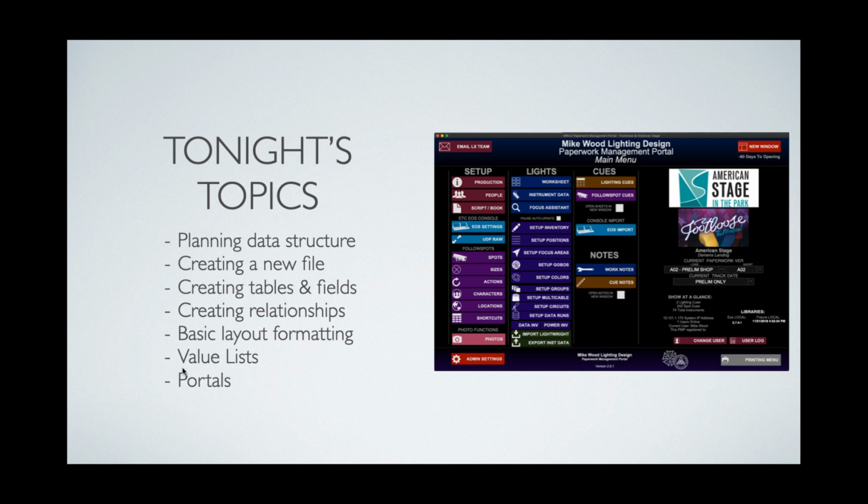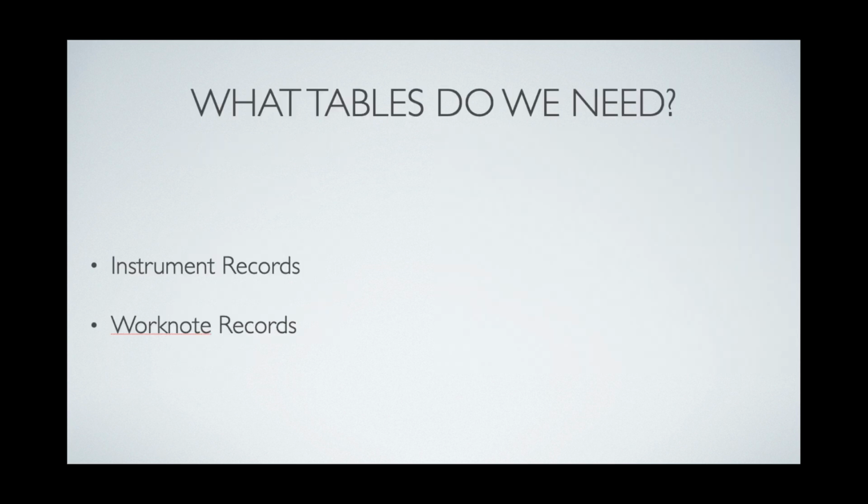So tonight we're going to start out with planning our data structure. We're going to walk you through how to create a new file. We're going to create the tables and create the fields we need in that file. We'll create relationships between our two tables. We'll do some very basic formatting on the layout. We'll talk about value lists, and we'll talk about portals. Seems like a lot of information, but it'll actually go relatively quickly.